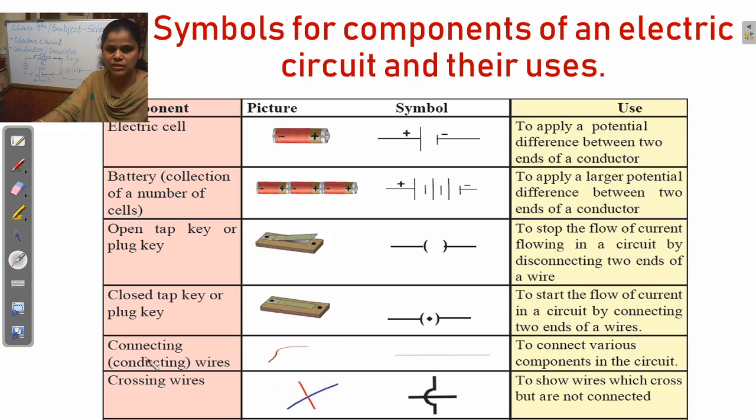The next one is connecting wires. Connecting wires connect the various components in the circuit diagram. We generally use connecting wires for a circuit. Then crossing wires, like this, show wires which cross but are not connected. These are the symbols. Just remember these symbols for crossing wire.